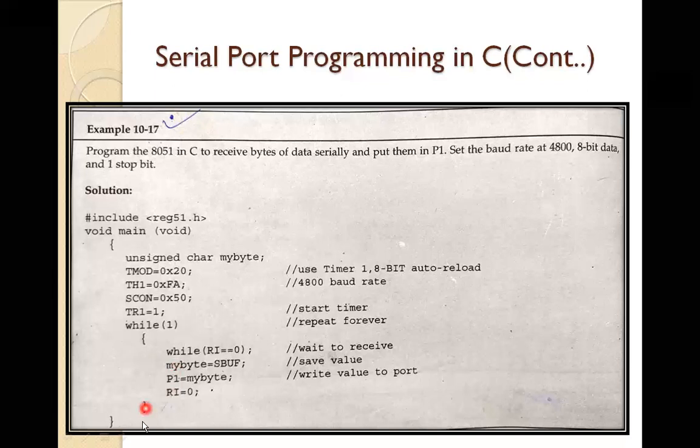Then this is the closing bracket, and as it is continuous, again a while loop. Then check whether the data transmitted is being received or not, place the value available in the SBUF register into mybyte, then send mybyte to P1, and then clear RI, so that we may receive another character. Again this task is continuous. So this is all about C programming in serial communication.